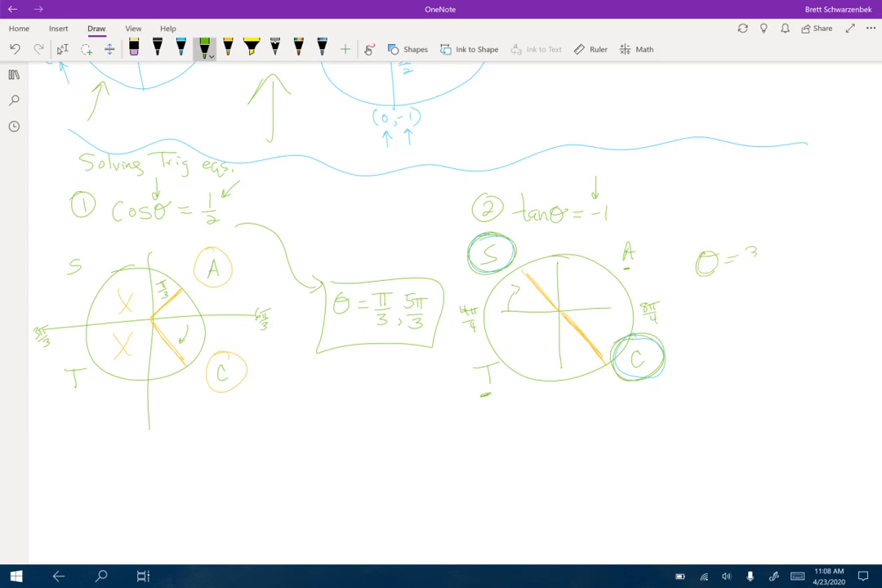And over here, we have to go back from 8 pi over 4 to get the other one, which is 7 pi over 4. So the tangent of theta equal to -1 solves to theta equal 3 pi over 4 and 7 pi over 4. These are the two solutions to our problem.